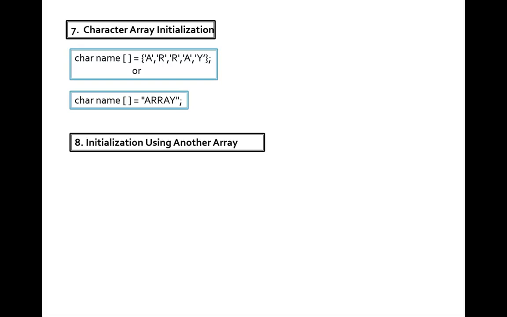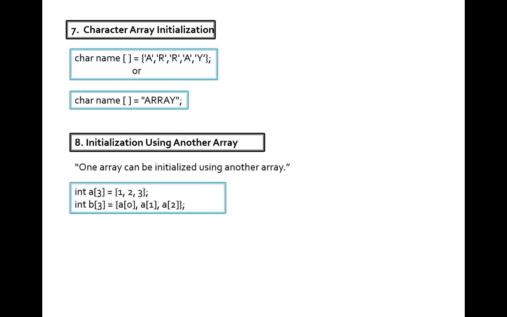Number 8 and the last type is initialization of an array using another array. How can I do this? One array can be initialized using another array. Look at the example. I have an array called A whose size is 3. It's of type integer. The values stored in the array are 1, 2, 3. Int B[3] is another array whose values are A[0], A[1] and A[2]. A[0] is equal to 1, A[1] is equal to 2 and A[2] is equal to 3. So these are the basic types of initialization of an array.